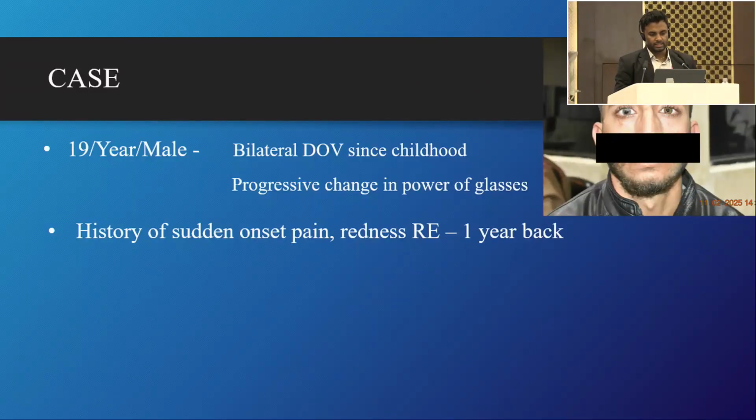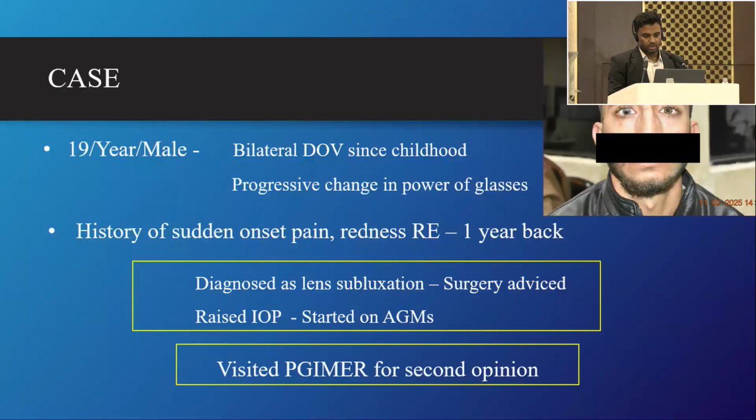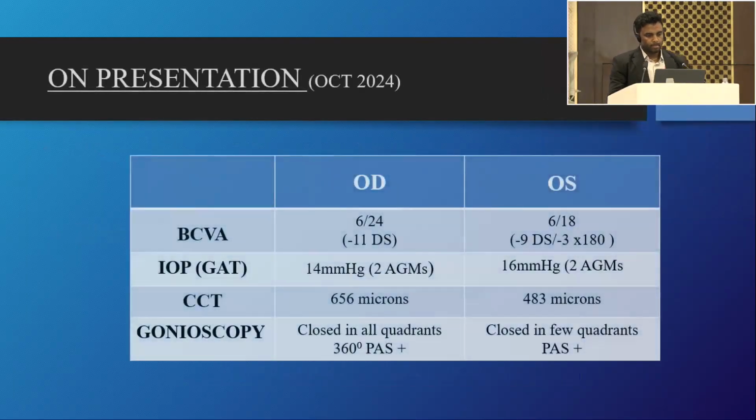1 year back, he had a history of sudden onset pain and redness in the right eye. Then he visited a local ophthalmologist and was diagnosed with lens subluxation in the right eye, and surgery was advised. Also, the IOP was raised, so he was started on anti-glaucoma medication, but he visited us for a second opinion. On presentation, the best corrected visual acuity was 6/24 in the right eye and 6/18 in the left, with high myopia in both eyes. Intraocular pressure was 14 and 16 on 2 anti-glaucoma medications.